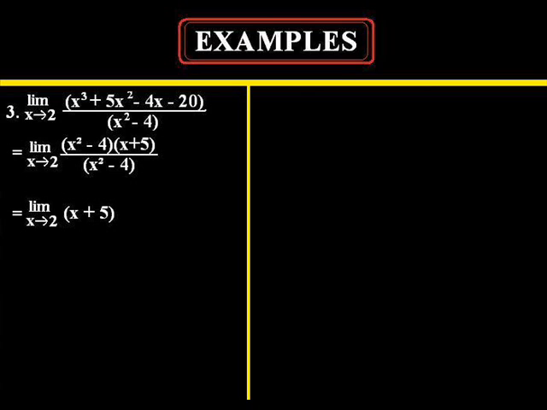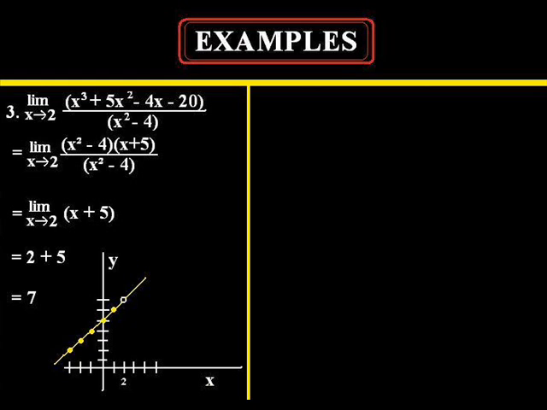We have the limit as x approaches 2 of x cubed plus 5x squared minus 4x minus 20, all divided by x squared minus 4. We can split the quotient up into its factors, which are x squared minus 4 and x plus 5, and the x squared minus 4 on top cancels with the x squared minus 4 on the bottom, leaving you with the limit as x approaches 2 of x plus 5. Subbing in a 2 for the x leaves you with 2 plus 5. So the limit, for example number 3, is equal to 7 at x equals 2.